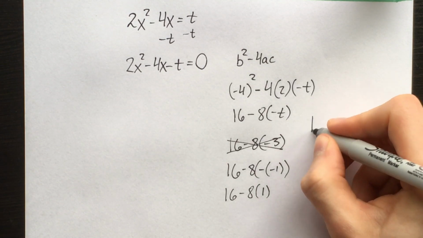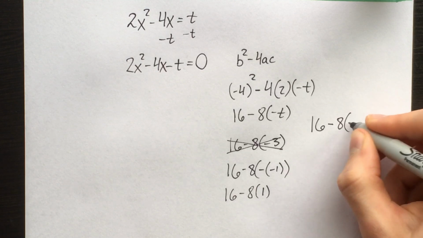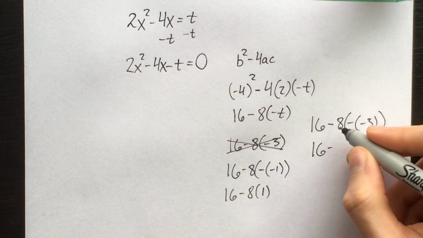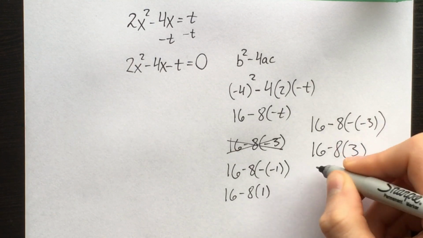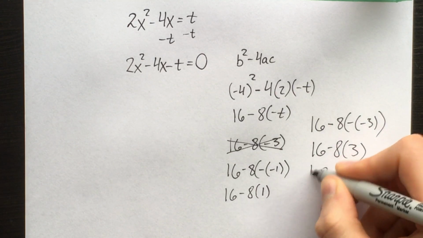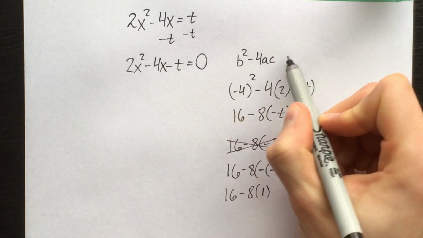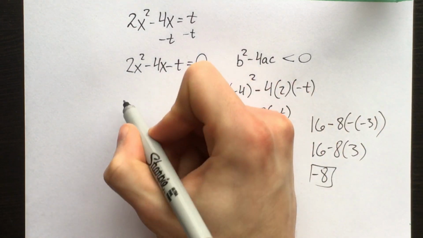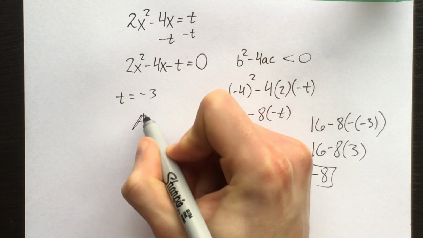But if you make t equal to negative 3, you'd have 16 minus 8 times negative 3. This comes out to 16 minus 8 times positive 3, right? The negatives cancel out. And then 16 minus 24, negative 8. That's a negative number. That would mean that our discriminant is less than 0, which would suggest no solutions. So we want t to equal negative 3, so A.